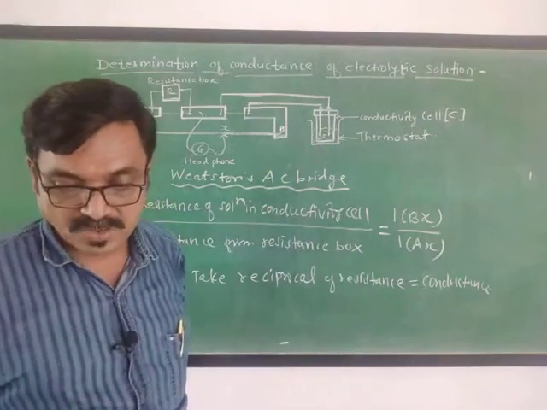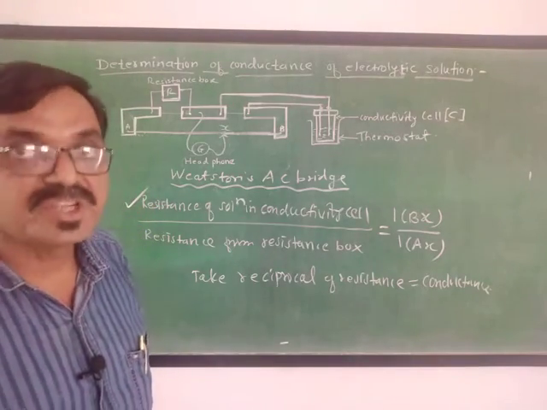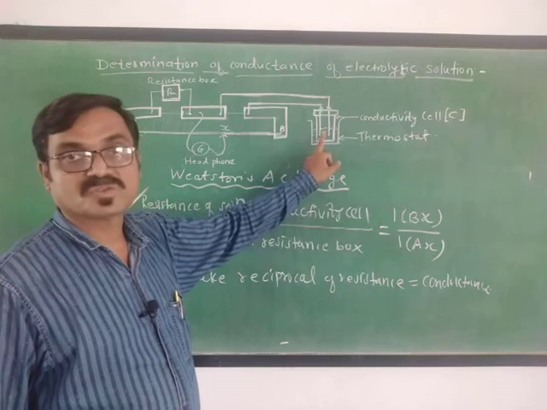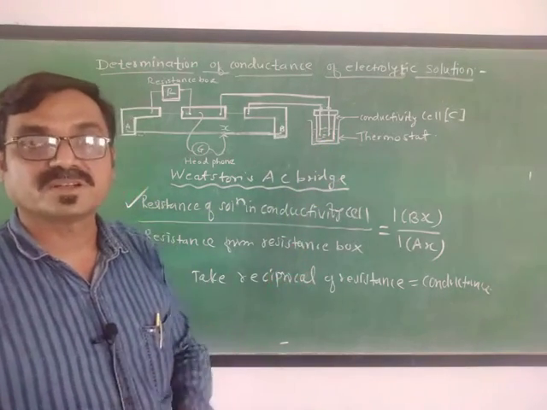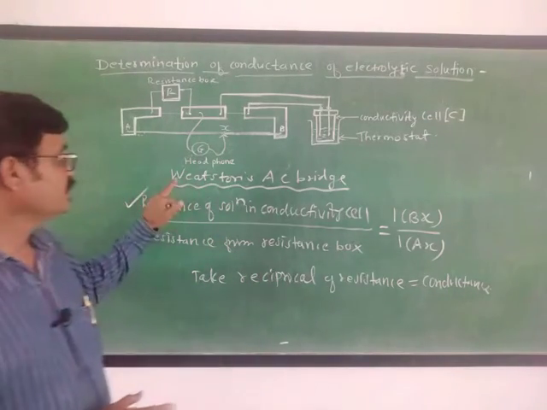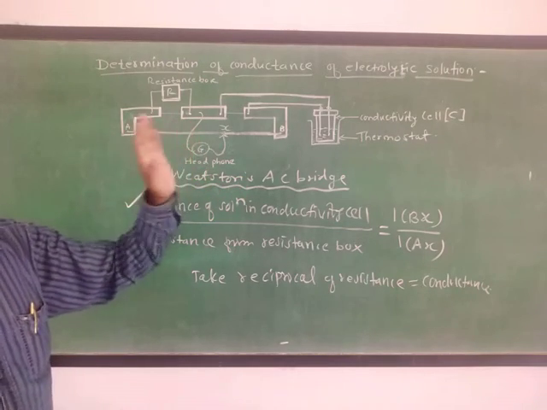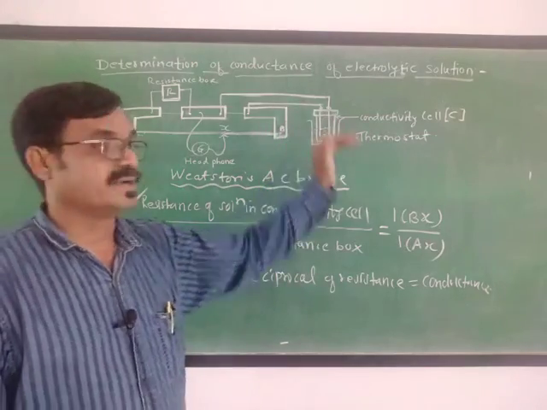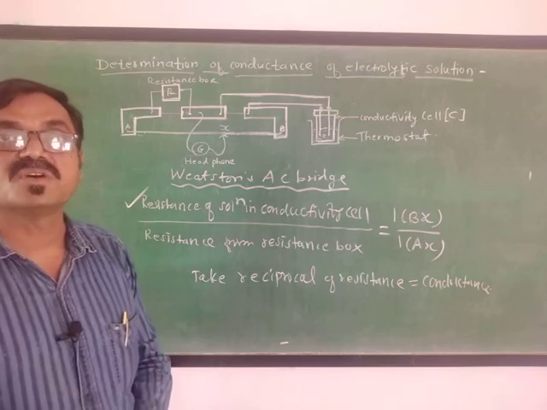Second reason, due to DC what happens? There is a polarization of electrode that takes place. Here there are electrodes, platinum electrodes. There is a polarization. That's why to avoid these two difficulties, this Wheatstone's AC bridge is used to measure the conductance. Alternating current is used, DC is not used.